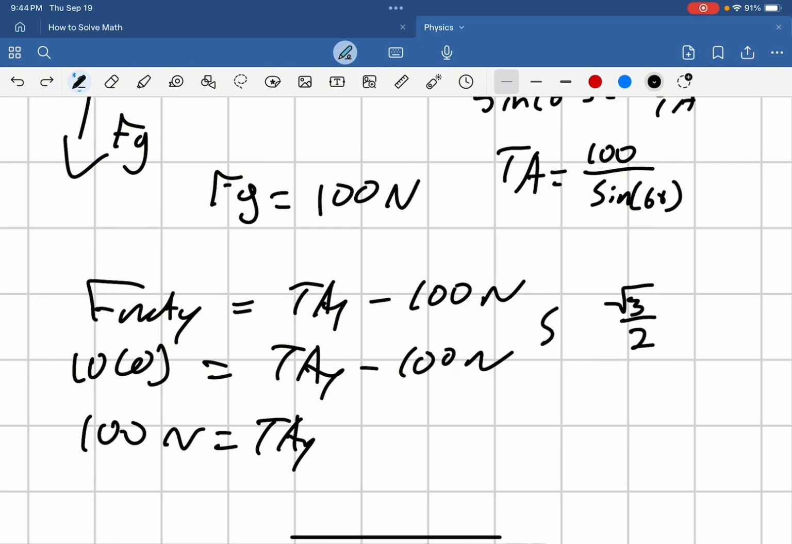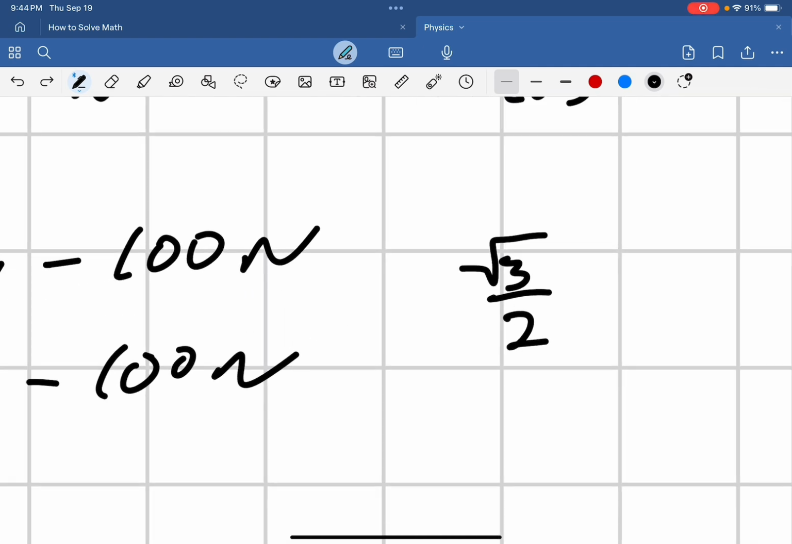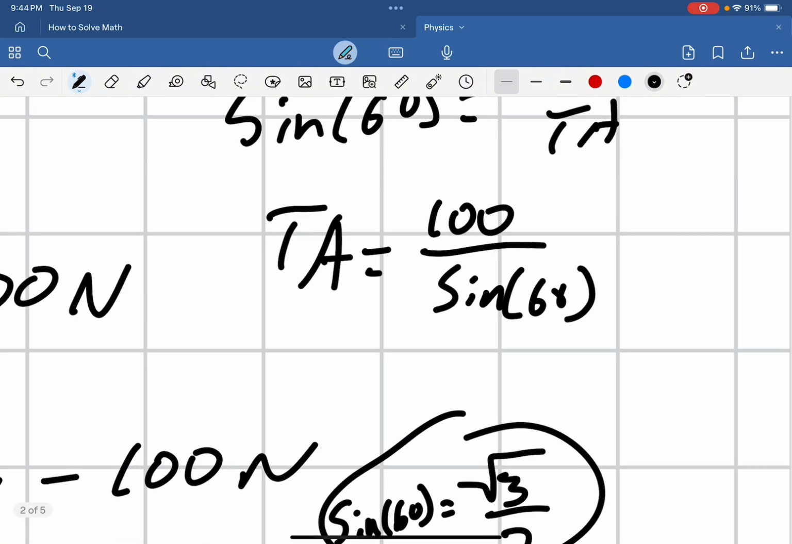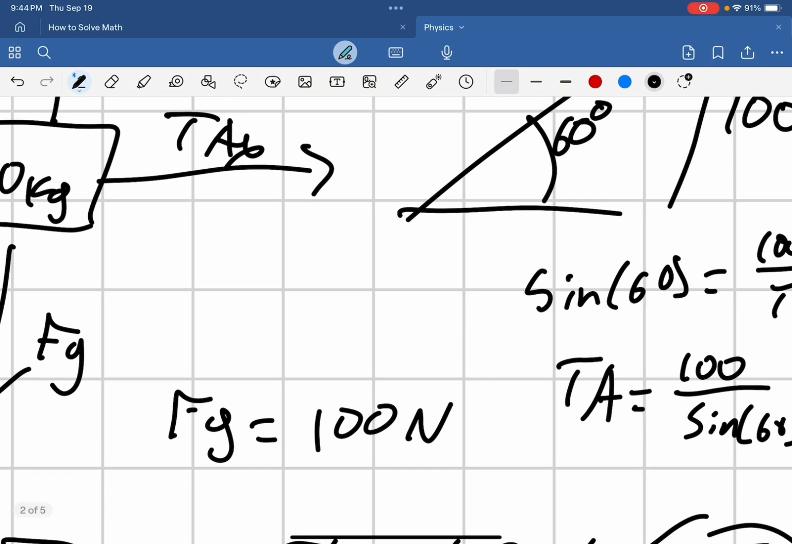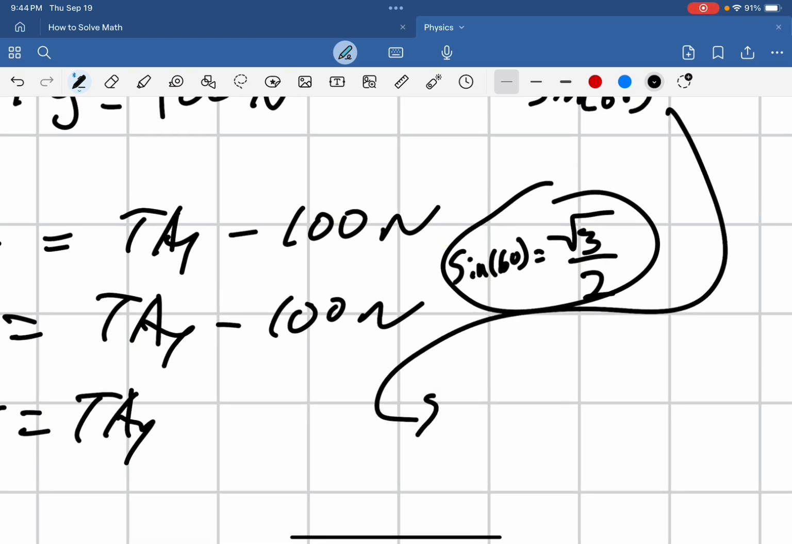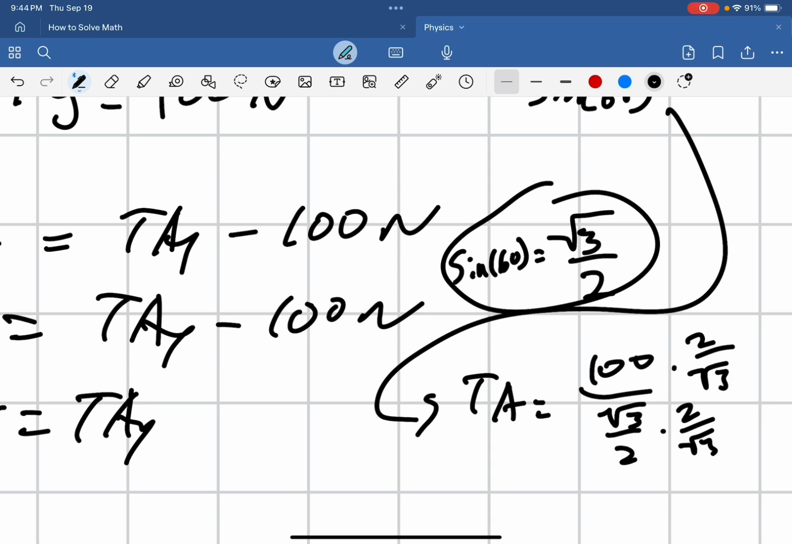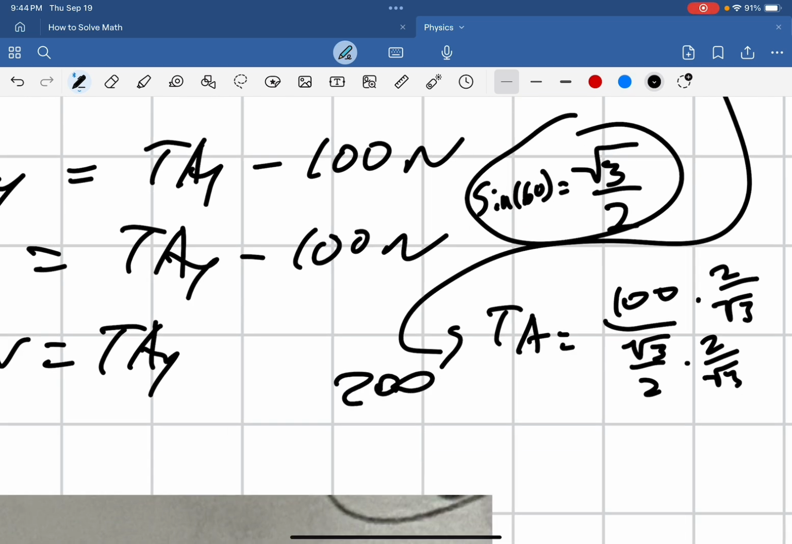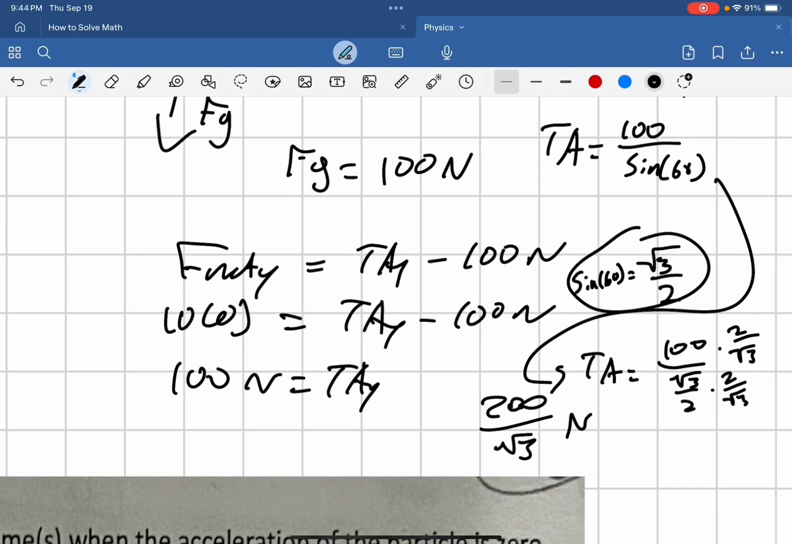Let me zoom in so I can write this out right here. Sine of 60 is equal to square root of 3 over 2. So we're going to use this to, oh man, I'm not good at organizing stuff. I hope you guys don't mind that. Anyways, T A is equal to 100 divided by square root of 3 over 2. We multiply by the reciprocal, and we get 200 over square root of 3 newtons. This should be your answer. Don't know why that happened, but that should be your answer right there.